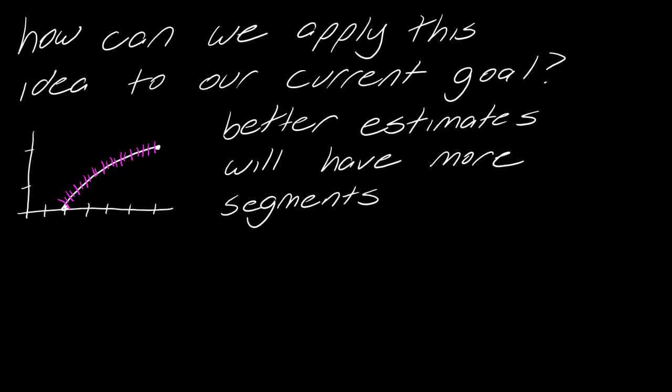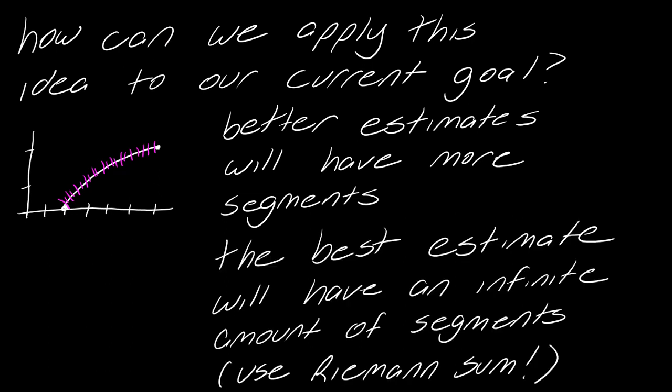And so then the best estimate would have how many line segments? It would have an infinite amount of line segments. And so once we get to the idea of chopping this up into an infinite amount of pieces, well, that's a Riemann sum in disguise, right? So let's talk about the idea behind this Riemann sum, because once you have a Riemann sum, then somewhere around the corner you have integration.